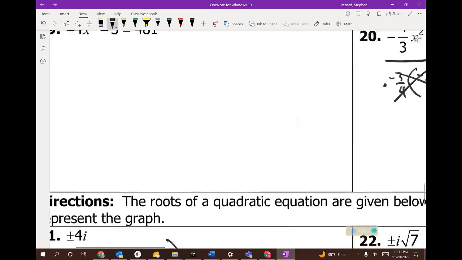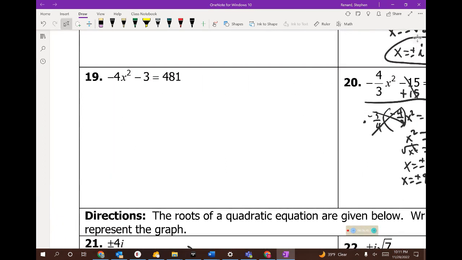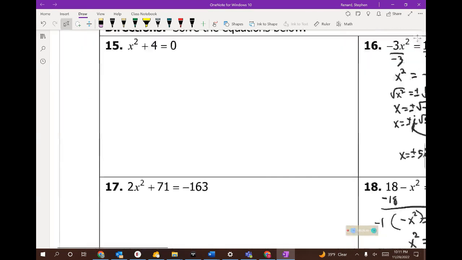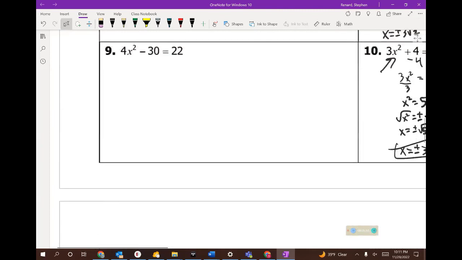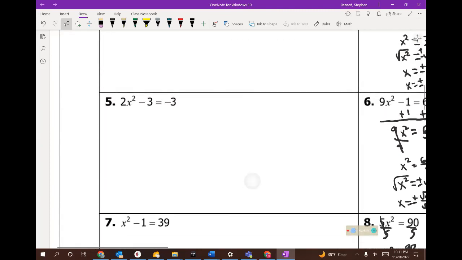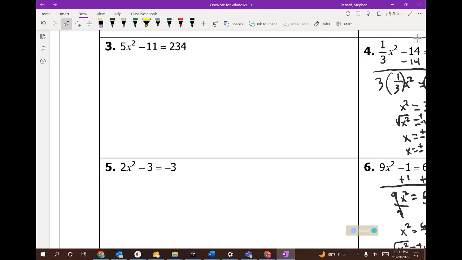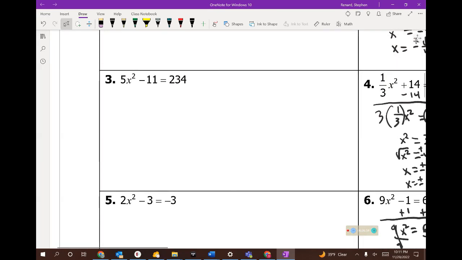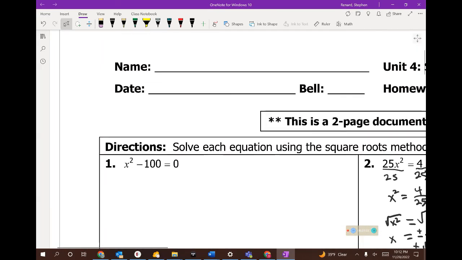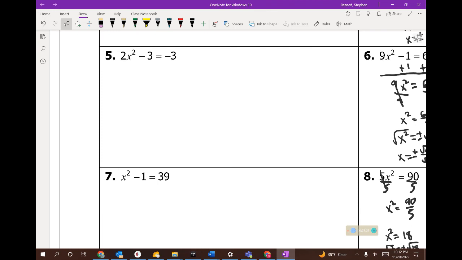Let me quick look at the other ones. If you're following the steps that we did on the evens, the odds shouldn't be that much of a difficulty for you. Let's quick do number 5, just because I think that might be an issue that people might have.